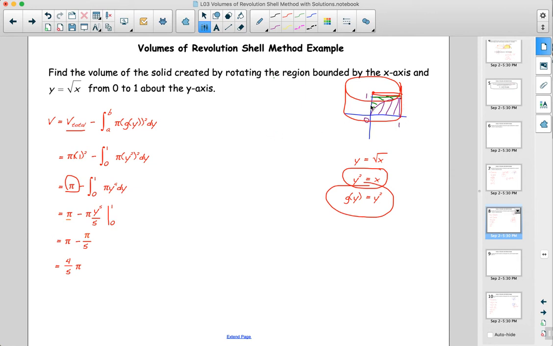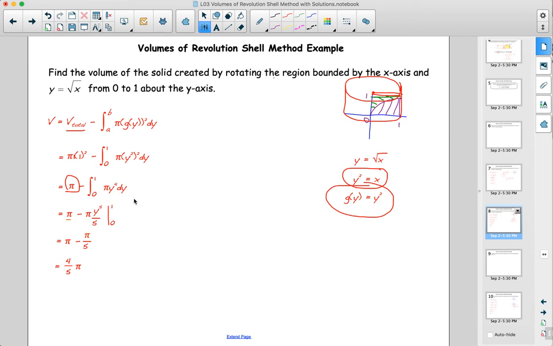And now I'm ready to take away the volume that would be created by the green region, so to speak. So the volume created by the green region now would be the integral from 0 to 1 of pi times y squared all squared. Y squared all squared is y to the 4th. So it's pi times y to the 4th dy. Now I am ready. I've got it set up.